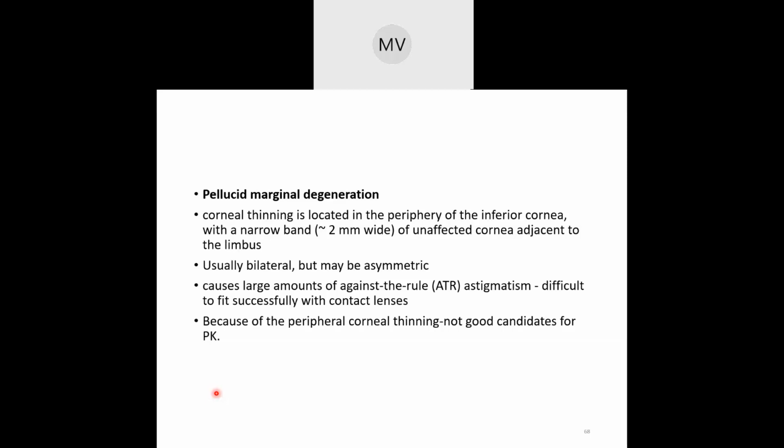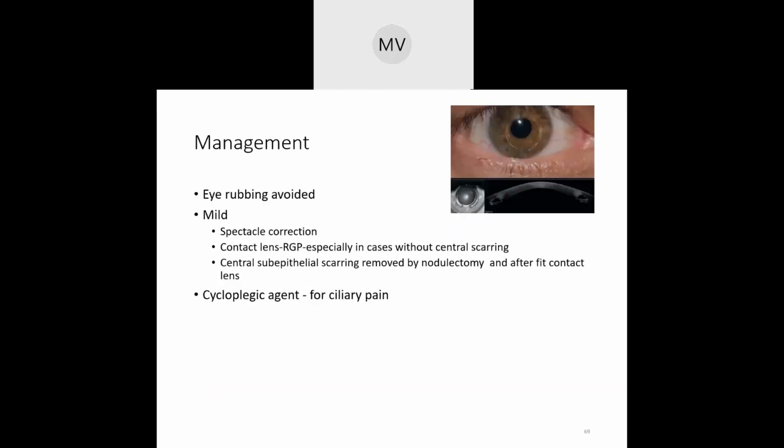So we can see in case of pellucid marginal degeneration, the thinning as well as the protrusion of the cornea will be near to the limbal region. Because of that, we won't be able to fit the contact lens perfectly because the edges won't fit properly in that scenario. So in normal RGP as well as soft lenses, it will be very difficult to fit. So if the patient is having pellucid marginal degeneration, then the preferred option is to go with a large diameter lens.